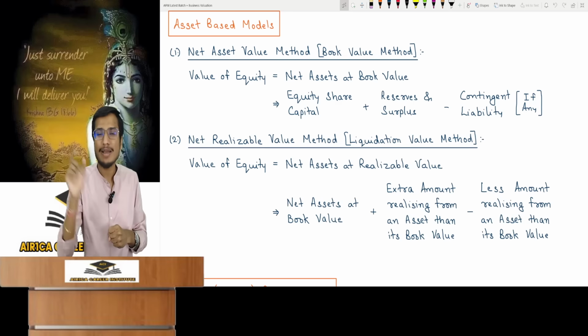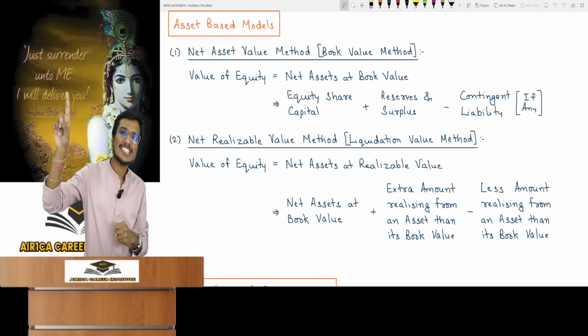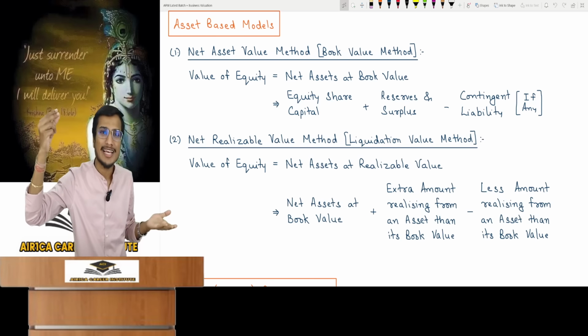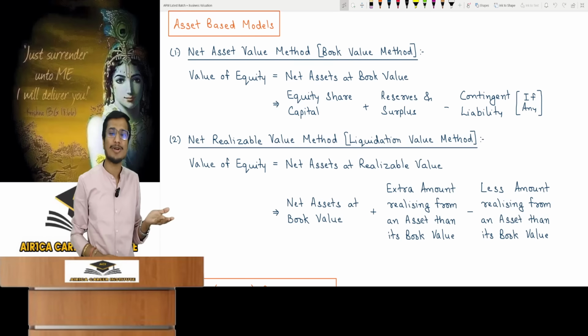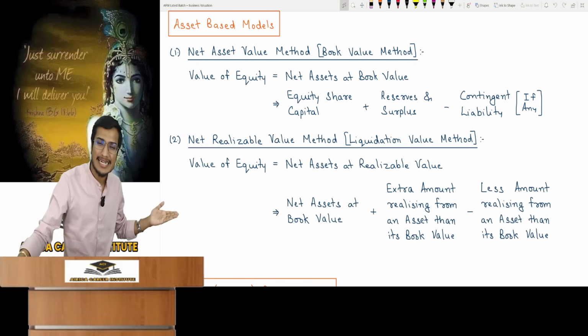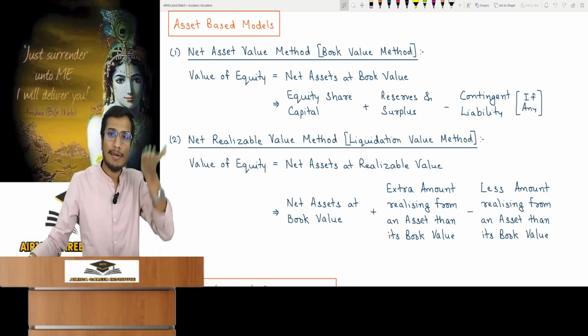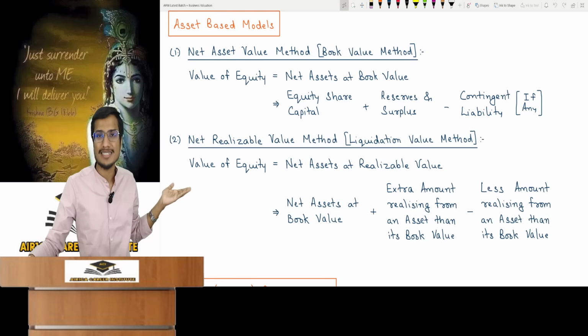An asset recorded at 100 rupees, and if I sell it today, I will realize 150 rupees, getting 50 rupees more than its book value. So you must add this extra amount, because we have already taken the net assets at book value and are now adding the surplus realized from the asset. If an asset's balance increases, net worth will increase.